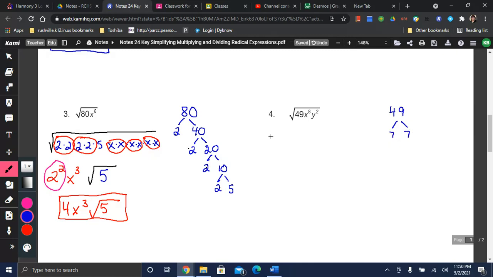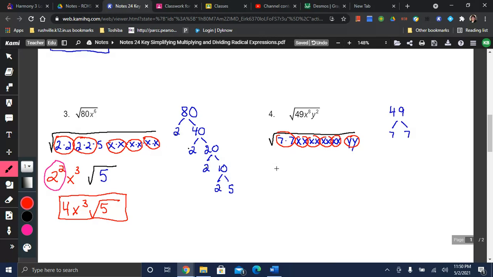7 won't divide by anything else. So as we write our square root, we will have the 7 and the 7. We'll have 8 x's. And we'll have 2 y's. All right, we're going to circle pairs. We have a pair of 7's, x's, another pair of x's, another pair, and another pair, and a pair of y's.